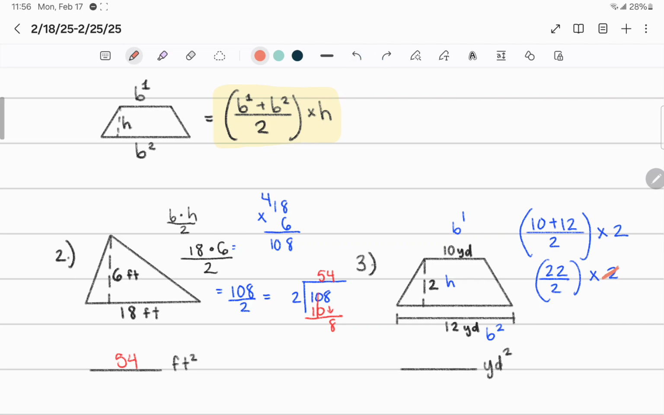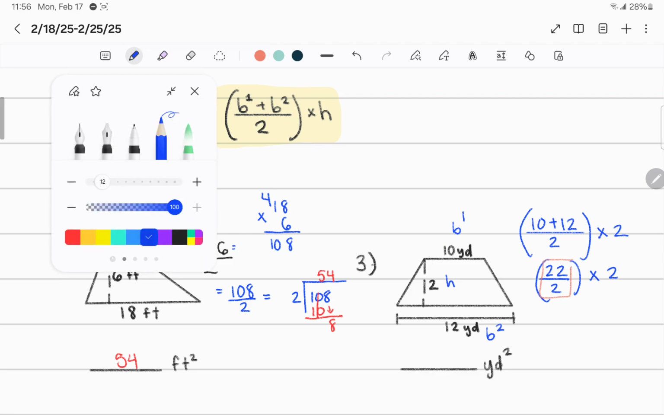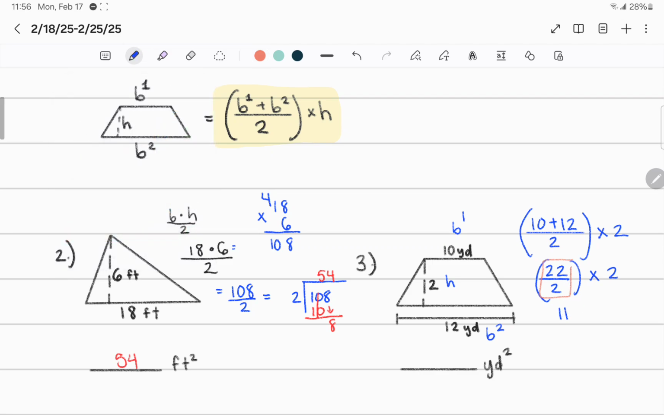Or we can divide 22 divided by 2 first. That gives us 11. 11 times 2 is 22. So I recommend just doing it that way because not all the numbers can cancel with 2, like these 2 here, because they're both 2s. It only works because the height is also 2. But in any case, you would do the top plus the bottom divided by 2, not because of this, but because the formula has a 2 on the bottom. So you would divide it by 2.